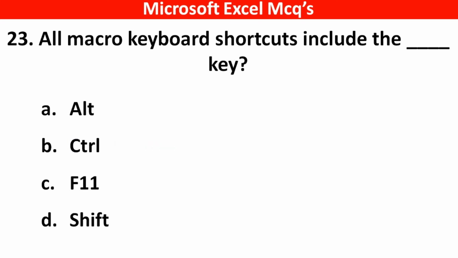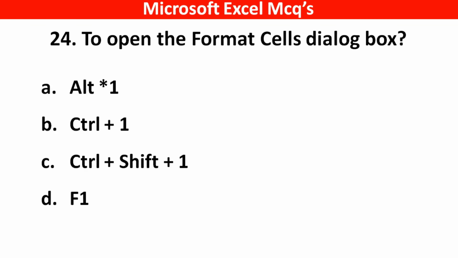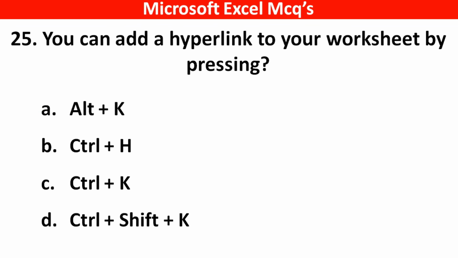Next question. All macro keyboard shortcuts include the dash dash key. Right answer is option A, Alt. Next question. To open the format cells dialog box. Right answer is option B, Control+1. Next question. You can add a hyperlink to your worksheet by pressing. Right answer is option C, Alt+K.